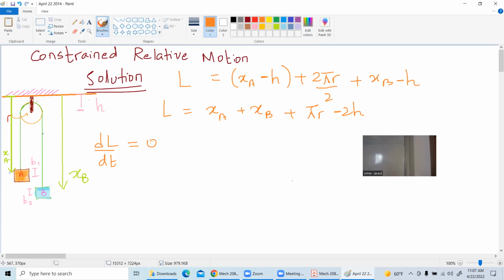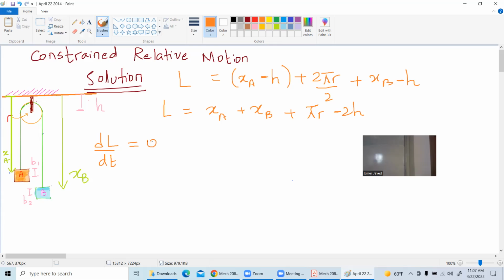Why did you say velocity is 0? Because the system is not moving? No. The length of the rope is not changing, so it is steady. Good. It is right, because dL over dt is equal to 0. The length of the rope is not changing. So dL by dt, the rope's length, is not changing.